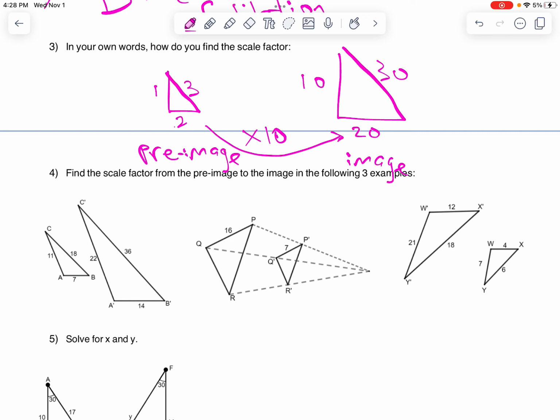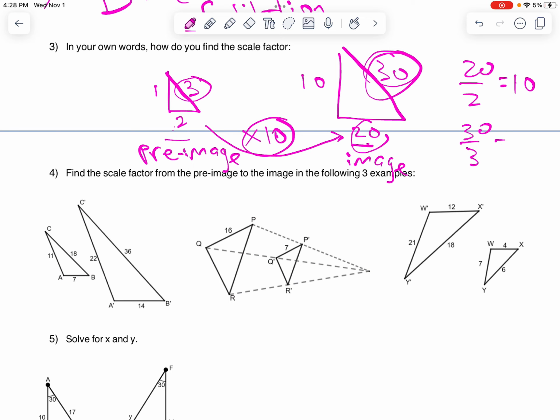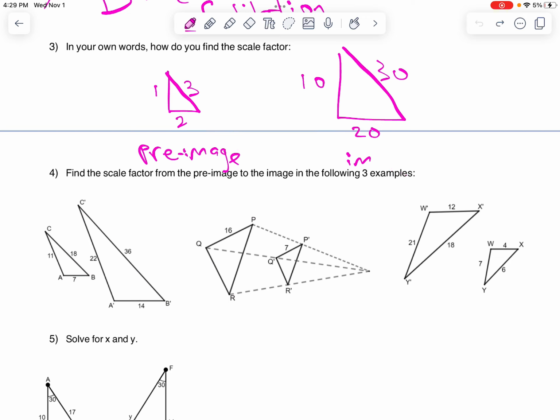Now another way of getting that is, how else would I get 10 from 20 and 2? Well, if I do 20 divided by 2, I get 10. So I do the new one, which is the image, 20, divided by the old one, and that's going to be 10. The same thing with this one. 30 is the new side, 3 was the old one. 30 divided by 3 is equal to 10. So how do you find the scale factor? The best way to write this down in your notes here is this.